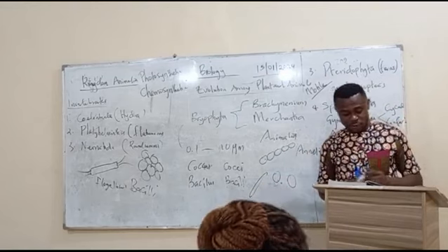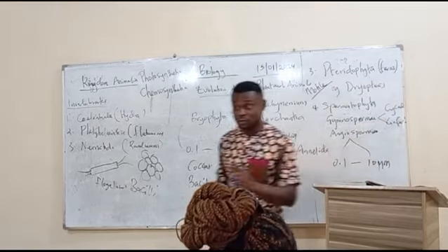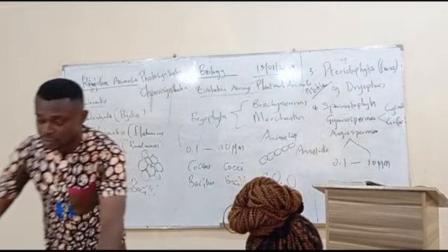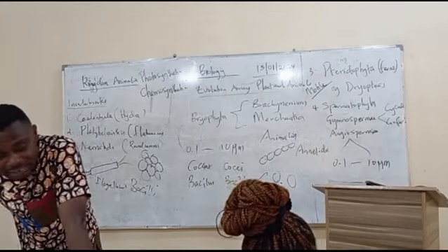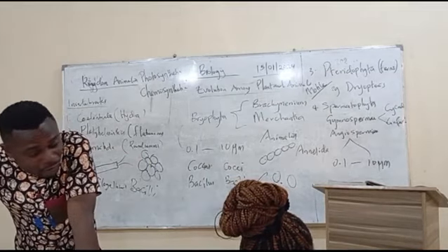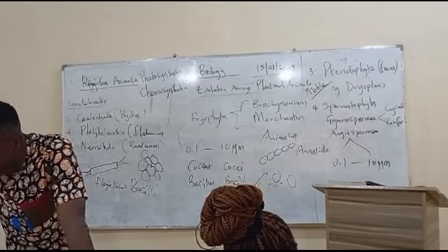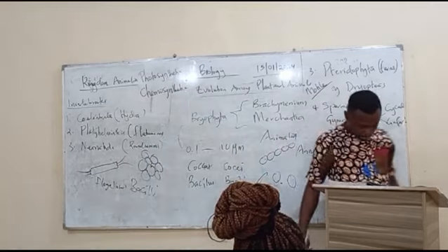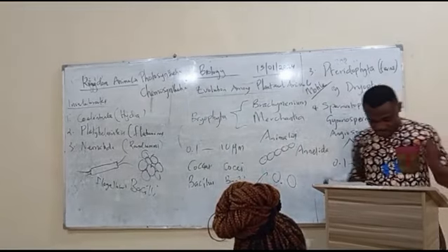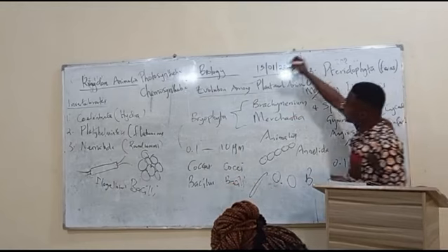Now, next, most bacteria reproduce by what? Binary fission. We are now into reproduction. That's why they multiply like wildfire. They multiply and they spread. Most of them reproduce by binary fission.